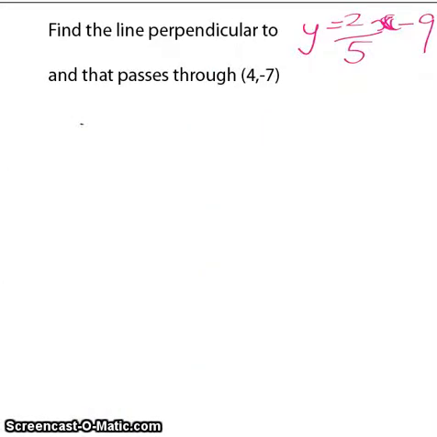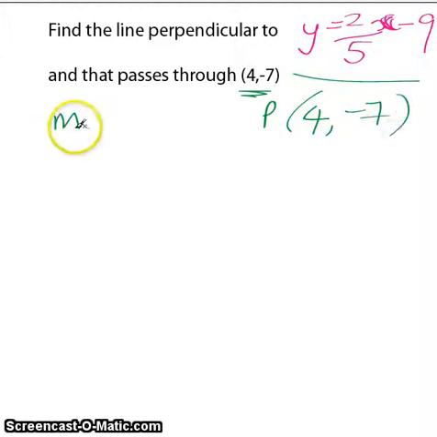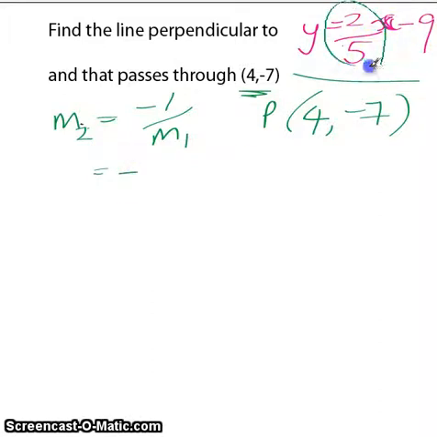Here's an example of the sort of questions you might get asked with regards to perpendicular lines. Find a line perpendicular to this particular equation here that passes through this point. To find the equation of a line, what we need is the gradient and a point. Well, we have the point, it's 4, -7. M2 is what we want, and we know that that is going to be the negative reciprocal of this one that we're starting with. So the gradient here is 2/5. The negative reciprocal of that is -5/2.